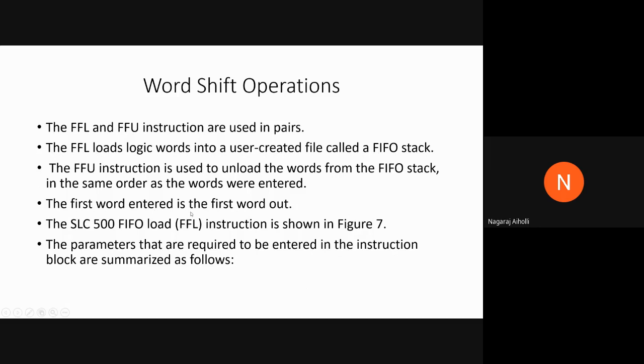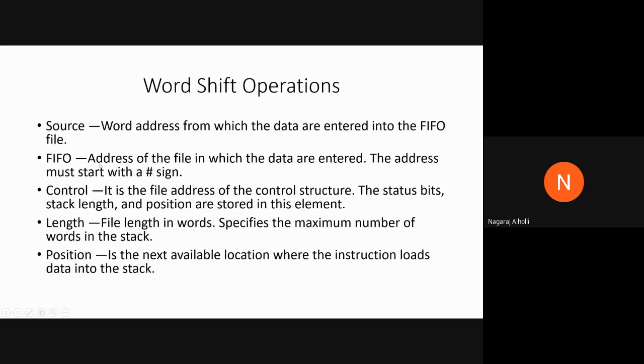The first word entered is the first word out. The SLC 500 FIFO load instruction is shown in figure 7. The parameters that are required to be entered in the instruction are as follows. Source file. The source is nothing but the word address from which the data are entered into the FIFO file.